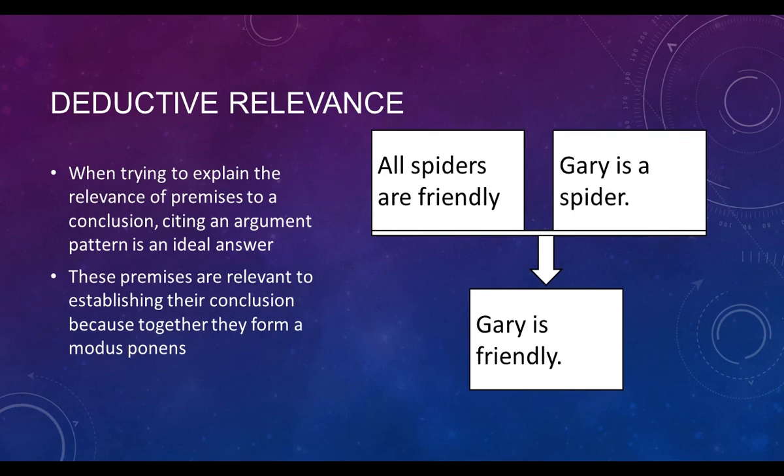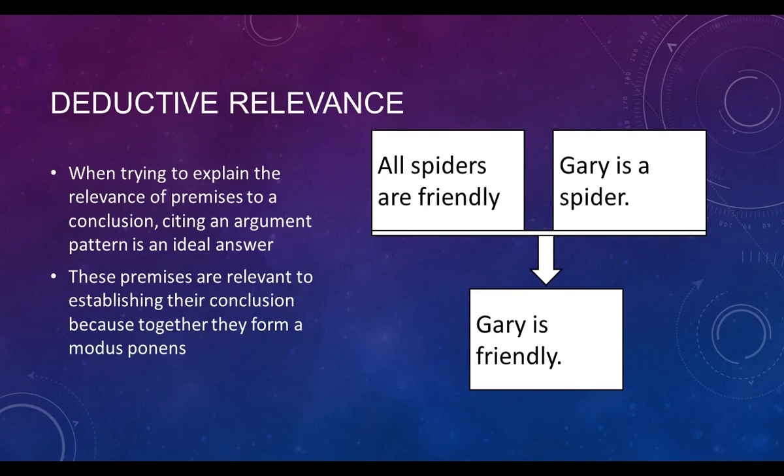So when you're dealing with a deductive argument, the way you explain the relevance of the premises to the conclusion is by citing the argument pattern. These premises are relevant to the conclusion because they form a modus ponens, right? All spiders are friendly, Gary's a spider, therefore Gary is friendly. When you want to explain how the premises are relevant to the conclusion, you cite the argument pattern.